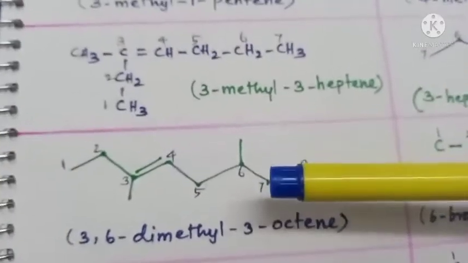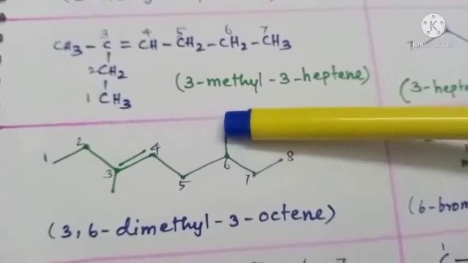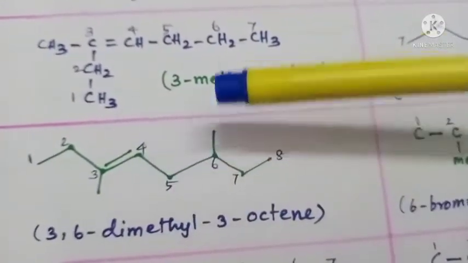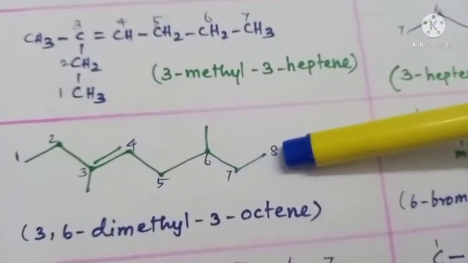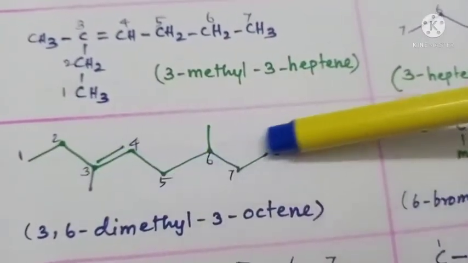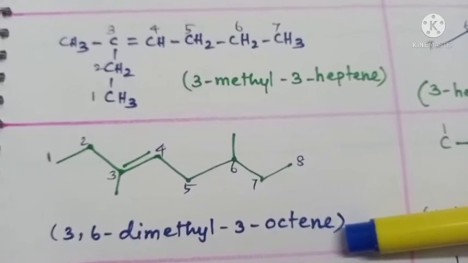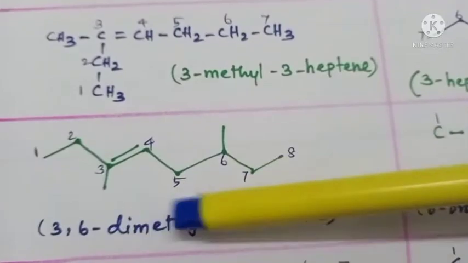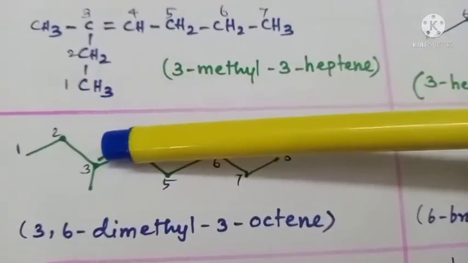Look at the other one. It's a branched alkene. There are 2 branches. This is one branch with a methyl group. This is another branch with a methyl group. So there are 2 methyl groups in the branch, so it's a dimethyl derivative. This is the longest carbon chain we are supposed to select. There are 8 carbon atoms in the longest carbon chain, so it is supposed to be an octene, isn't it? Because 8 carbon with a double bond, octene. There are 2 methyl substituents, so dimethyl octene.